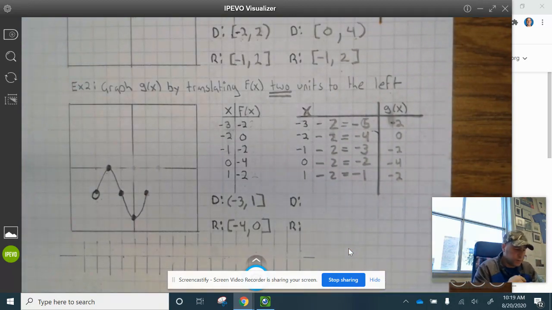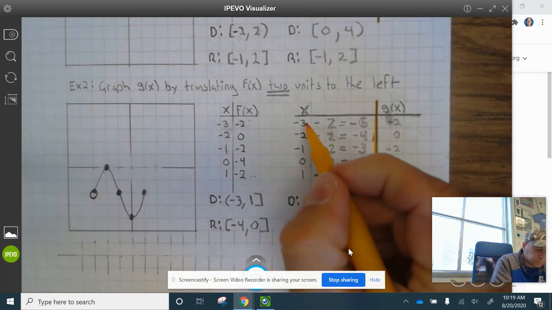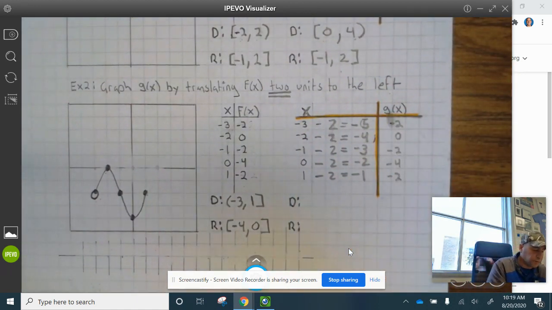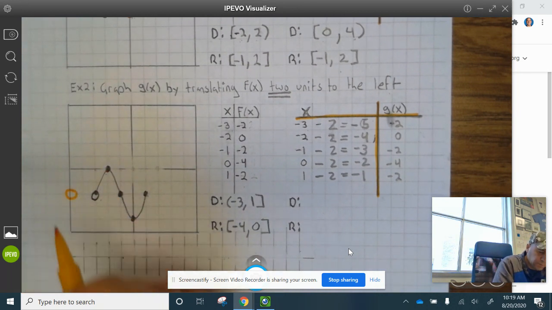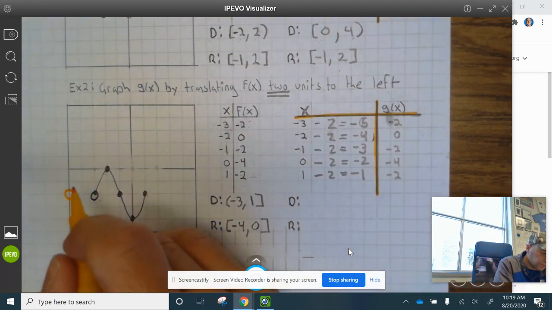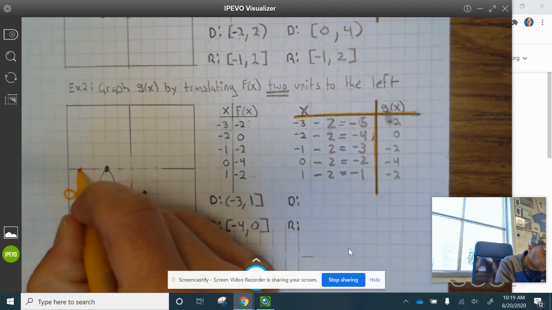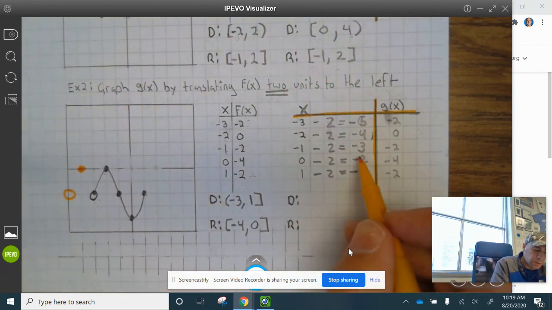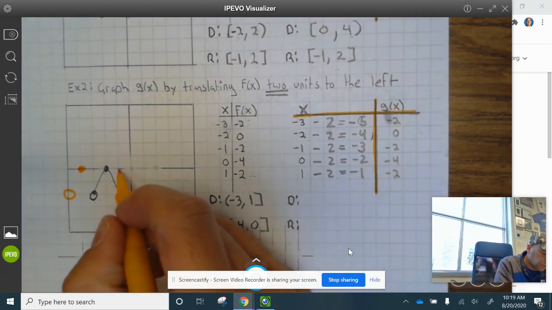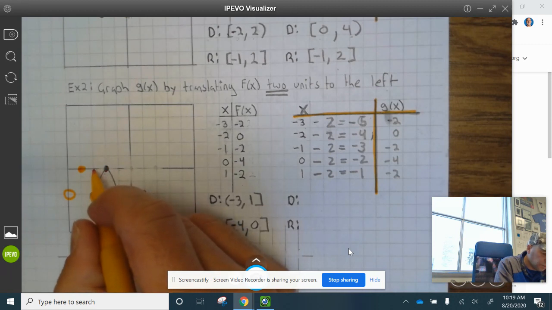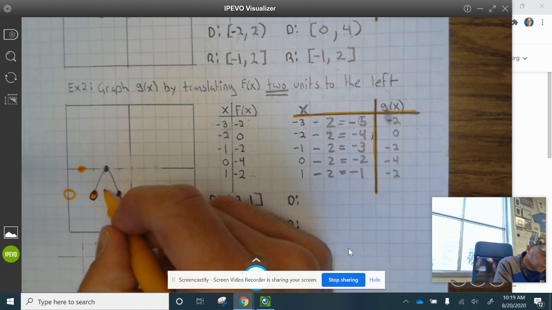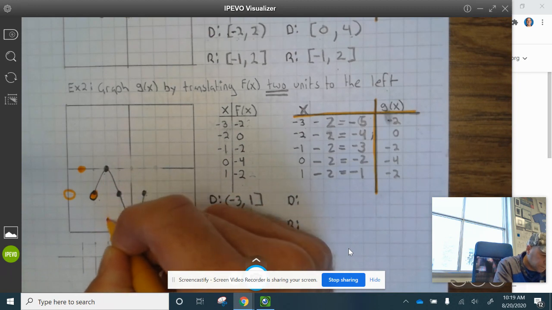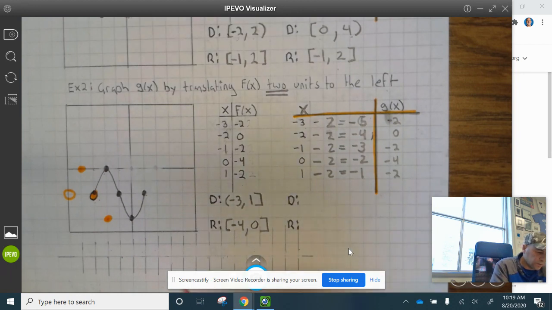So now let's graph the new points. Okay, so negative 5, negative 2. So negative 1, 2, 3, 4, 5, negative 2. Negative 4, 0. So negative 1, 2, 3, 4, 0. Negative 3, negative 2. So negative 1, 2, 3, negative 2. And then negative 2, negative 4. So negative 2, 1, 2, 3, 4. And then negative 1, negative 2.